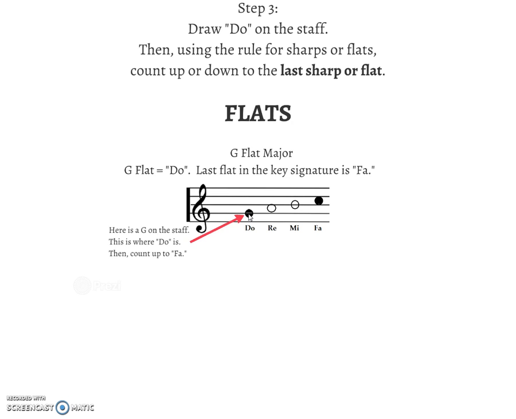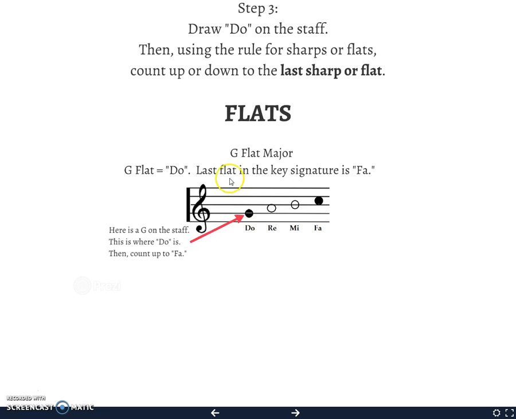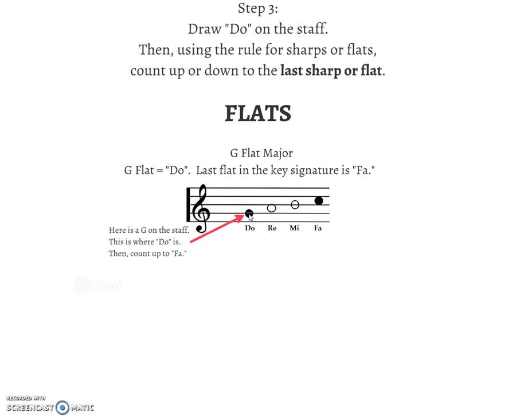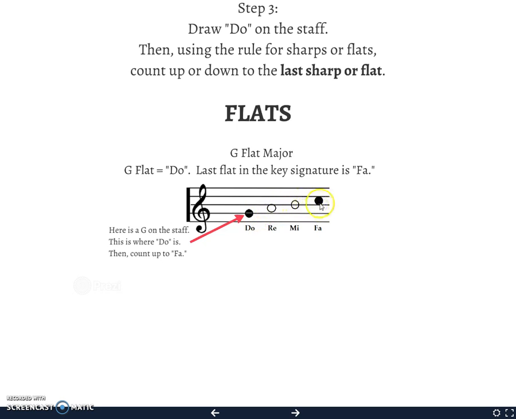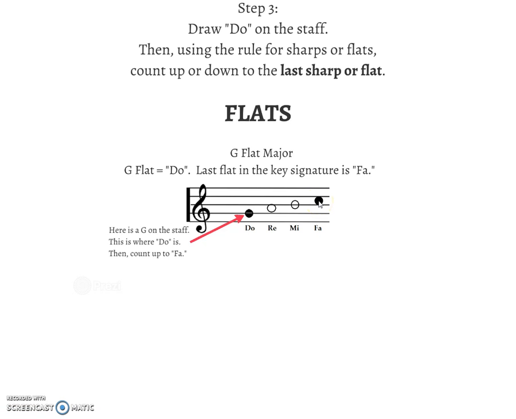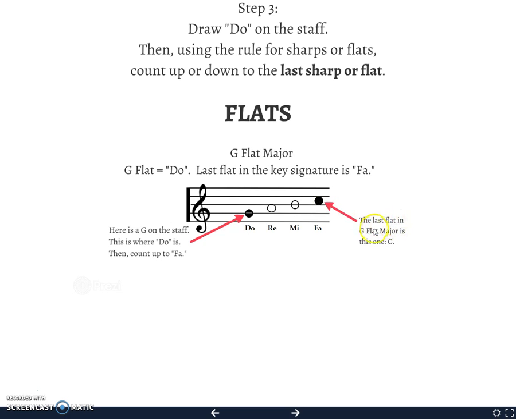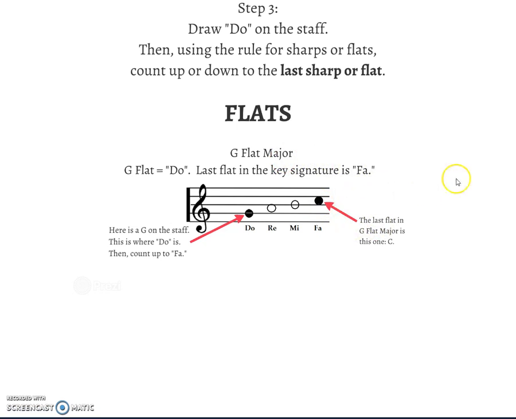And you know that your last flat in this key is Fa. So you're going to go from do, which is the key that you're in, you're going to go up to Fa. Re, mi, Fa. This note is going to be your last flat. The name of this note is C. So the last flat in G flat major is C flat. That is important information going forward.